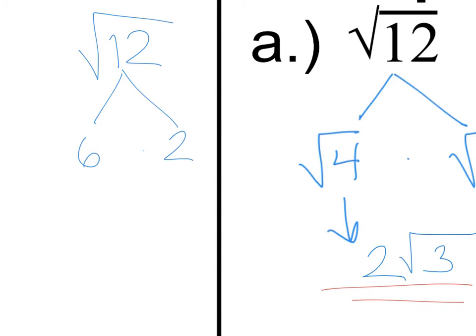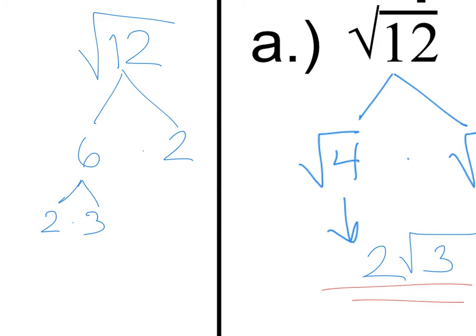Now, can you break down 6 again? Find me a fact of 6. You should say, yeah, 2 times 3, Mr. Brooks. Now, can you break down 2? Nope. Can you break down this 2? Nope. Can you break down this 3? No. Basically, they're all prime numbers, meaning they can't be divided by anything besides 1 or themselves.